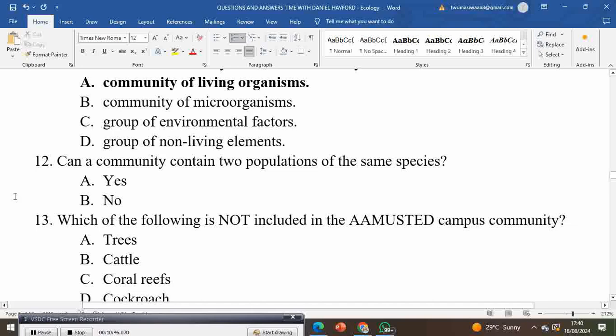When we are defining community, we are looking at two populations which are interacting, and those populations belong to different species. So a population contains organisms of the same species. Community contains organisms of different species. So it means that our best shot here should be no.